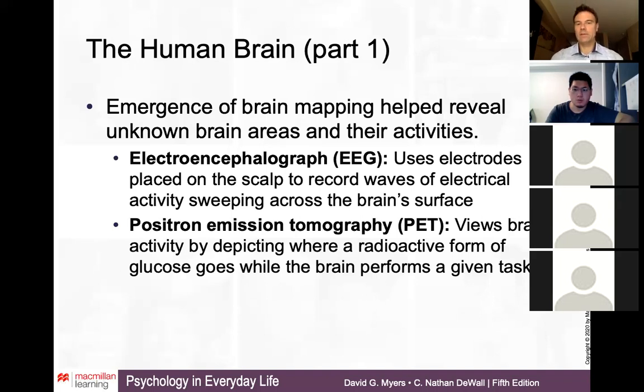Positron emission tomography relies on a radioactive form of glucose. So you attach a radioactive agent that is benign to, let's say, glucose, and then you follow where glucose goes, or where it travels and how it is metabolized. Kind of like a flashlight. You're following a flashlight in the brain.